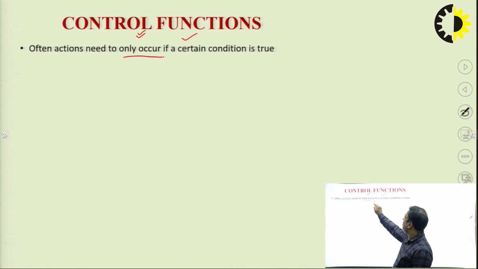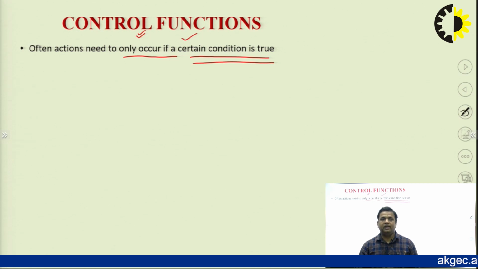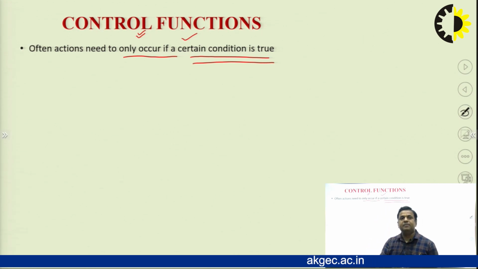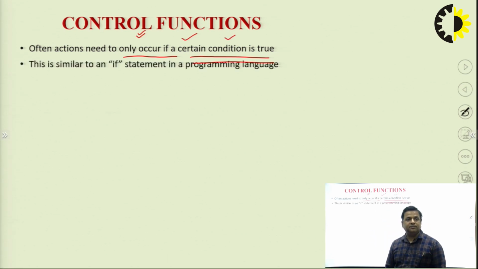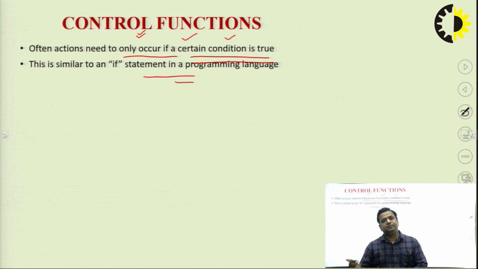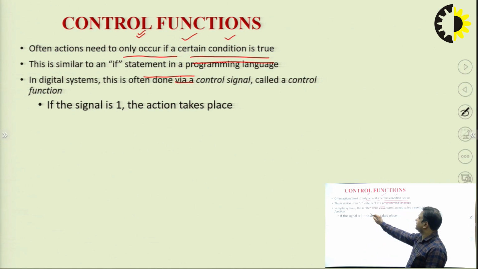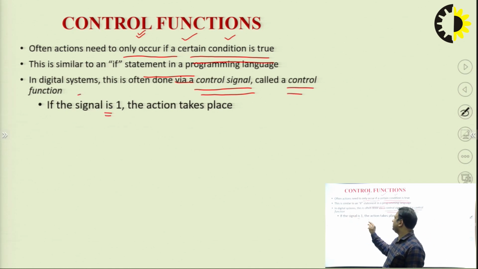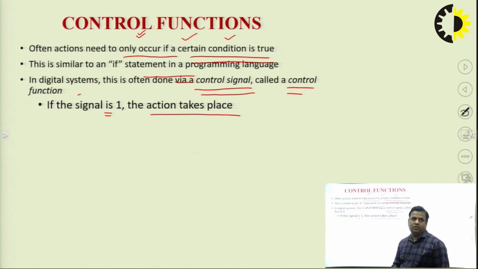Often actions need only occur if a certain condition is true. That means the data will transfer from one register to another register only if a condition is met, if a particular logic is true or if a particular logic is false, only then the transfer will occur. So we need a control function to control the register transfer. This is similar to an if statement in programming languages like C, C++ or Java. If a condition is true, then the function will execute, otherwise not. In a digital system, this is often done by a control signal that we call a control function. If the signal is 1, the action takes place, otherwise not.